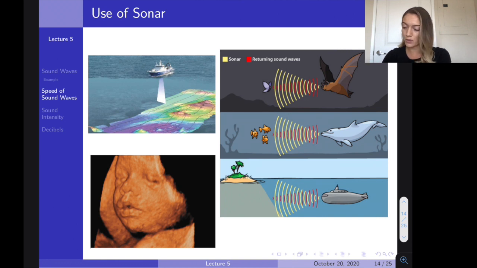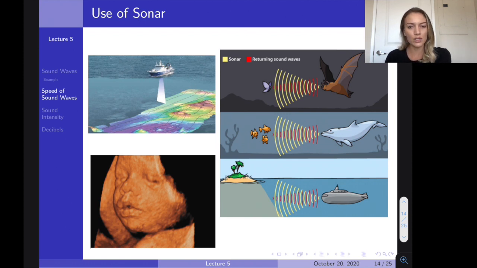So we can map the ocean floor. Obviously, animals use echolocation. They send out a sound wave, it hits an object, it bounces back, and they can tell how far away that object is. Bats are obviously the most famous example of that, dolphins too, and submarines use that as well.